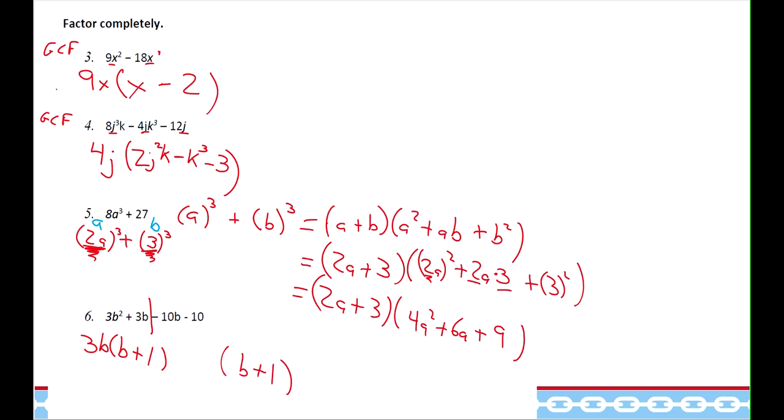So what do I need to divide this negative 10b by to get just b? Well, that would be negative 10. Right? If I divide out the negative 10, I'm left with b. And then the negative 10 here, divided by that factor of negative 10, gives me my 1.